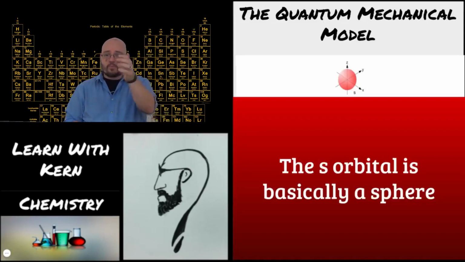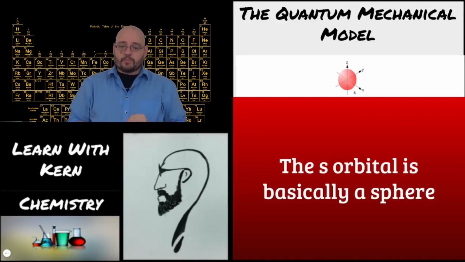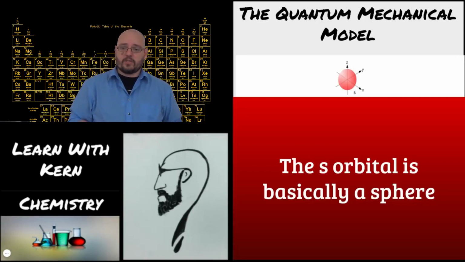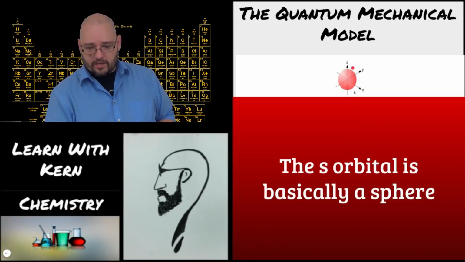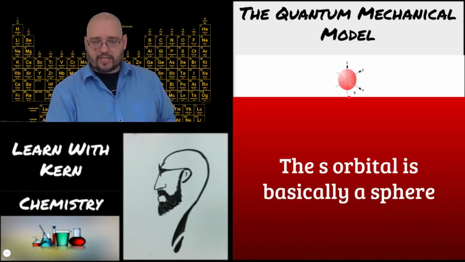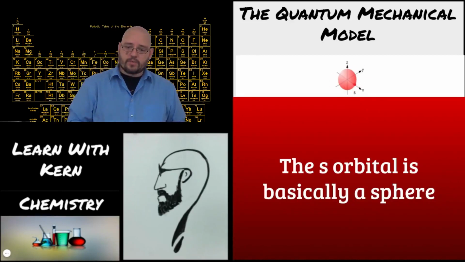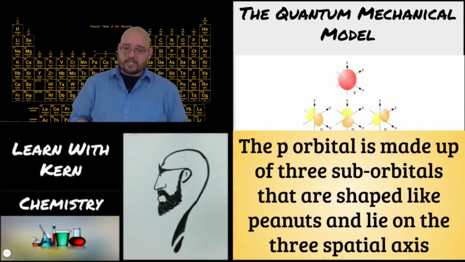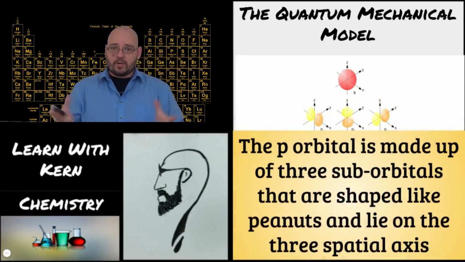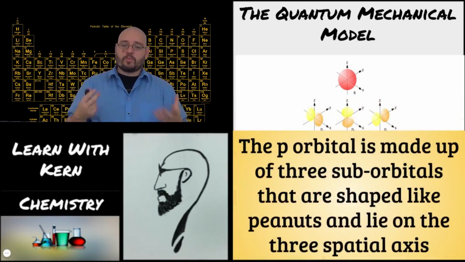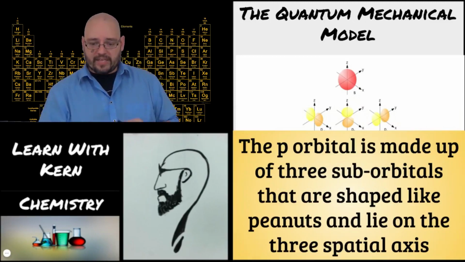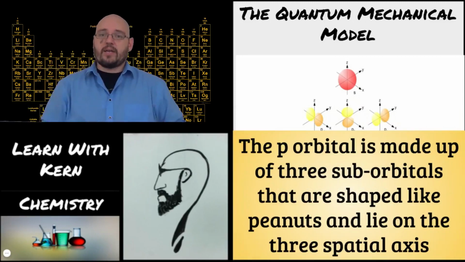So there's 4 orbitals here. We've got the s orbital, which is basically a spherical shape. You can see that here on the thing. So you've got your X, Y, and Z Cartesian axes that you learn about in geometry. And so we've got our sphere, and the quantum model of the s orbital is a sphere. We have the p orbital, which is made up of 3 suborbitals. So the p orbital is made up of 3 parts, and each of those parts is shaped like a peanut that lies on the 3 spatial axes. So they lie on the x-axis, the y-axis, or the z-axis.